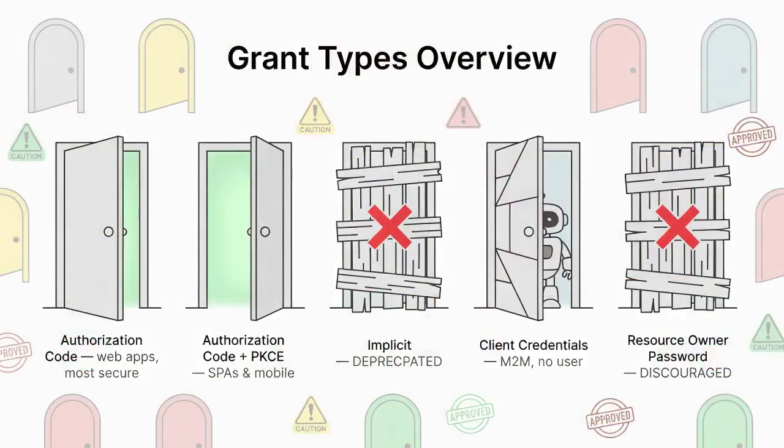OAuth 2.0 ships with several grant types, and choosing the right one matters. Authorization code is the gold standard for server-side web apps. Authorization code with PKCE adds extra protection for SPAs and mobile apps. Client credentials handles machine-to-machine flows where there's no user at all. Implicit is deprecated. Never use it. Resource owner password is discouraged. Don't use it either. Pick the modern, secure defaults and you'll be fine.